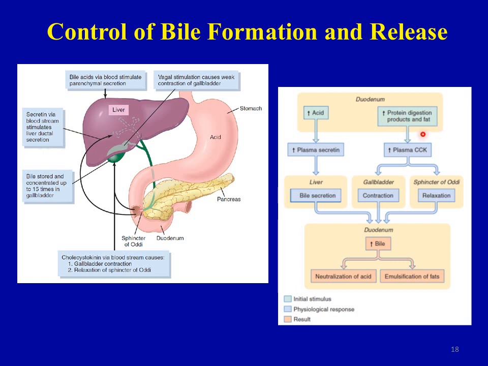Protein digestion products and fat in the duodenum will stimulate the CCK cells to release cholecystokinin. Its level will increase in the plasma or in the blood. Cholecystokinin will stimulate gallbladder contraction and the relaxation of the sphincter of Oddi. All these effects will release bile into the duodenum, and this will lead to the neutralization of acid because bile is rich in bicarbonate, and the emulsification of fats because bile is rich in bile acids.